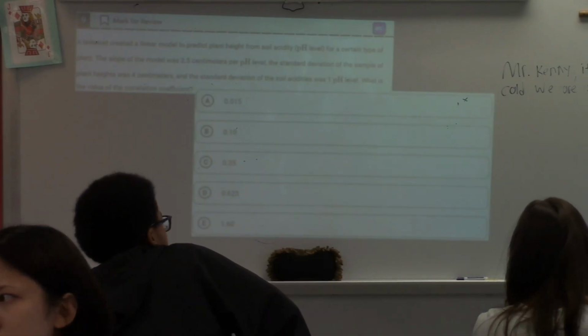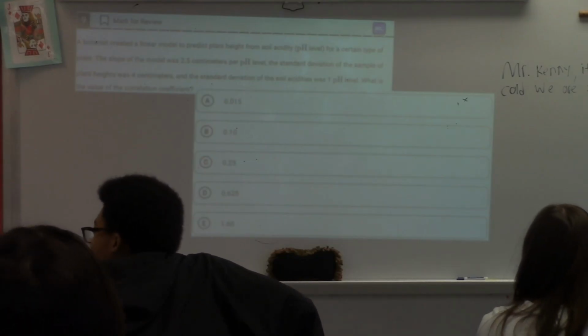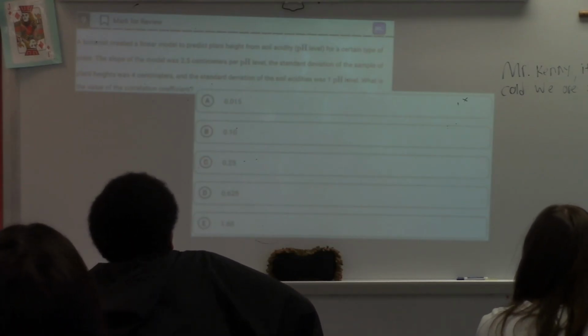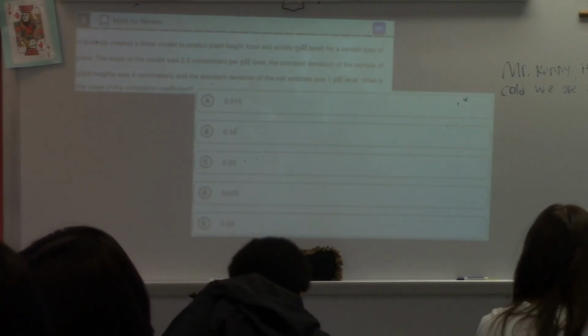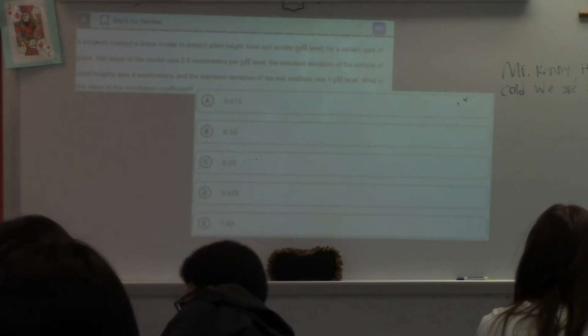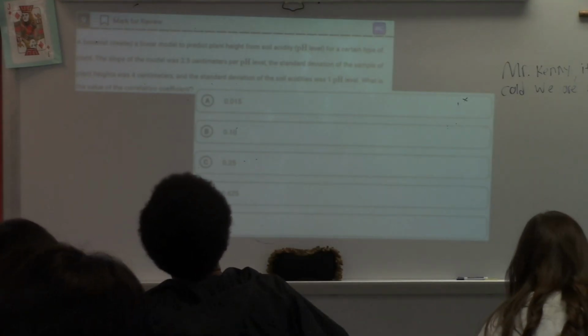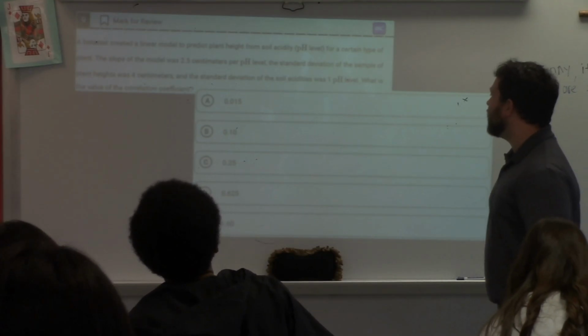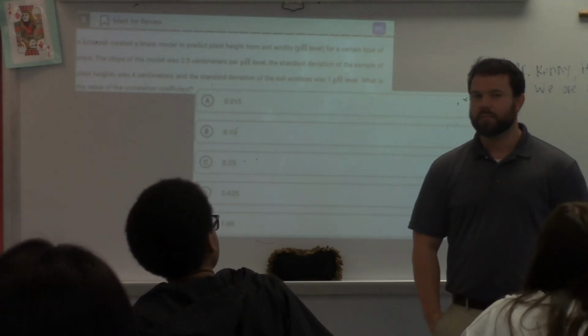Number 9. So this is from the progress check. I just want to make sure we know this. A botanist created a linear model to predict plant height from soil acidity for a certain type of plant. The slope of the model was 2.5 centimeters per pH level. The standard deviation of the sample plant heights was 4 centimeters, and the standard deviation of the soil acidities was 1 pH level. What is the value of the correlation coefficient? Did we go over this one? I didn't think so. Okay.